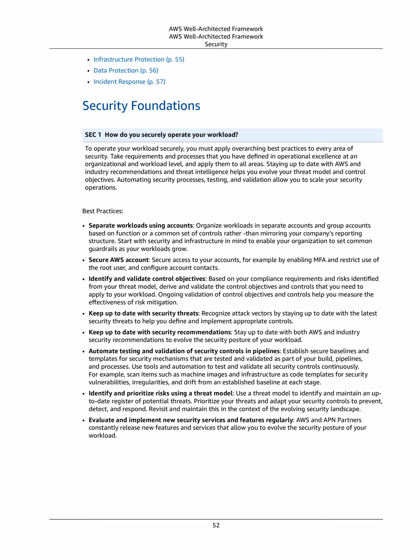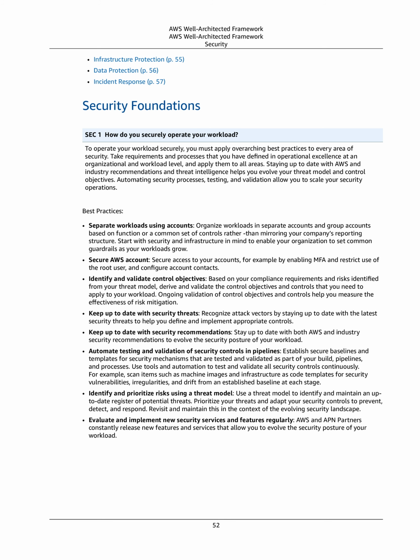Security. Security foundations. SEC 1: How do you securely operate your workload? To operate your workload securely, you must apply overarching best practices to every area of security. Take requirements and processes that you have defined in operational excellence at an organizational and workload level, and apply them to all areas. Staying up to date with AWS and industry recommendations and threat intelligence helps you evolve your threat model and control objectives. Automating security processes, testing, and validation allow you to scale your security operations.